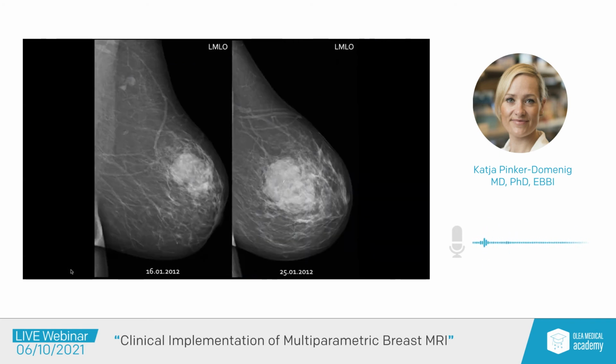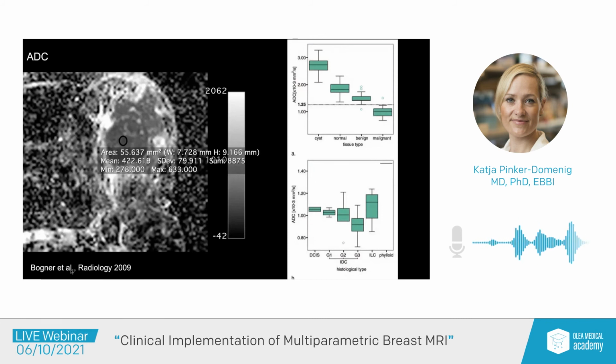And you can see here, this is post-biopsy, and it's not the hematoma. The lesion actually really increased in size within 9 days. And what was that? This is, I think, where ADC also already points us in the direction of biomarker imaging. This breast was actually a sarcoma.